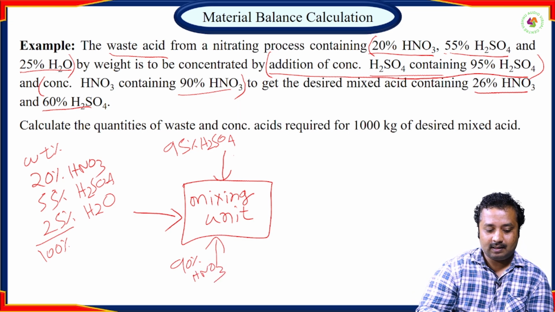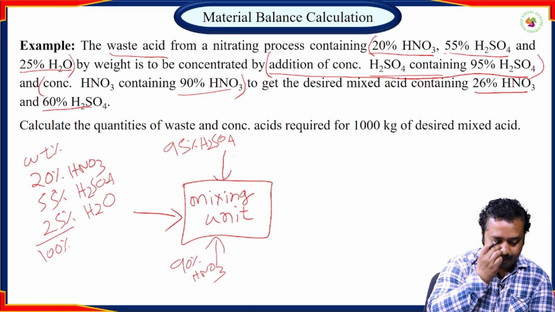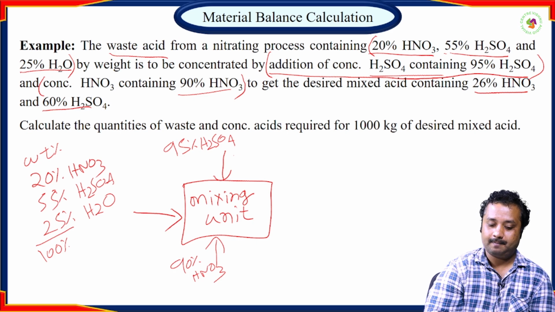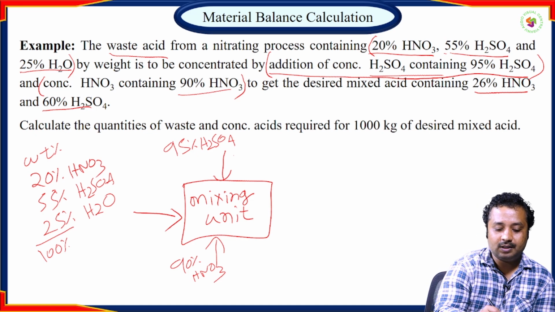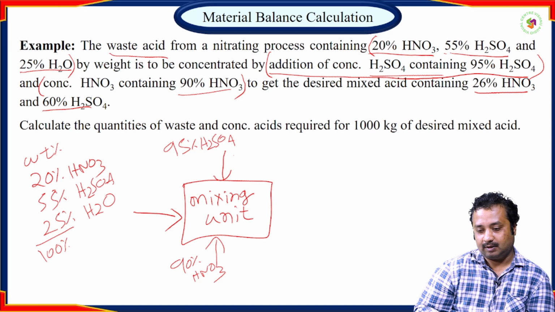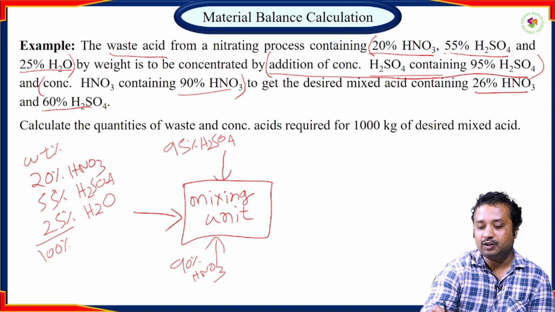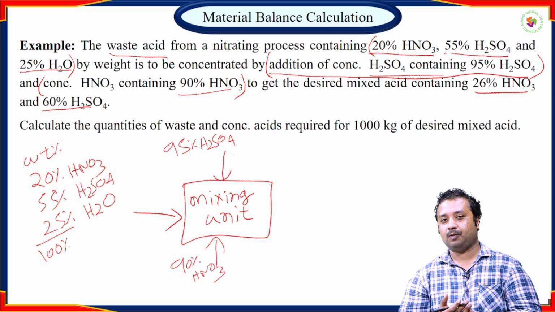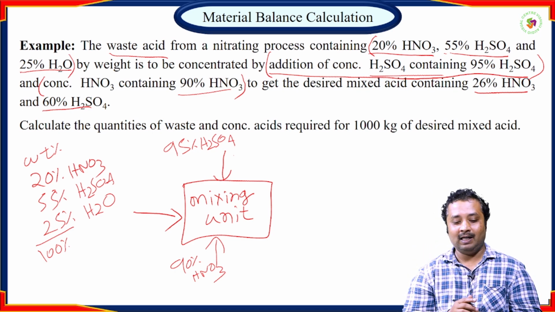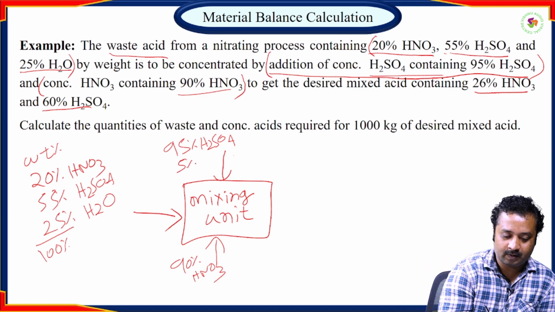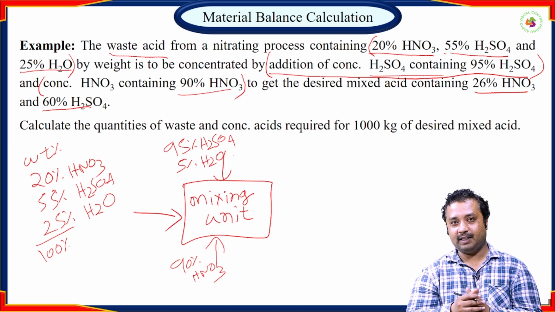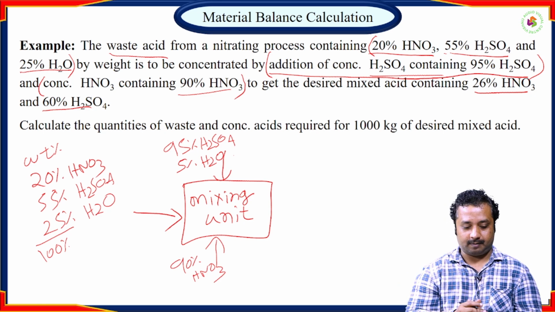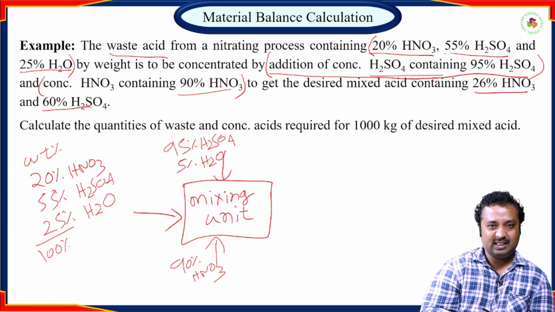Okay, you can consider this total stream is 100%, which means all the components of the stream are given. But here in the concentrated H2SO4 and concentrated HNO3, the total is not 100%. It means something is missing. When it comes to concentrated H2SO4, 95% H2SO4, what about the next 5%? Generally, the 5% will be water. Okay, we should know these things. Acid is generally a mixture of pure H2SO4 and water.